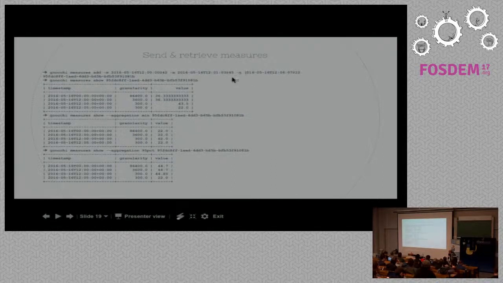It adds measures. Here you have the timestamp and the values for the UUID from just before, and then you can request to show the measures, and you see here that by default it returns the average. The average has been computed for the whole day, for the whole hour, and for the two 5-minute slots that we sent here. Same thing, you can retrieve the minimum. The smallest value is 22, which is there too, so it works.